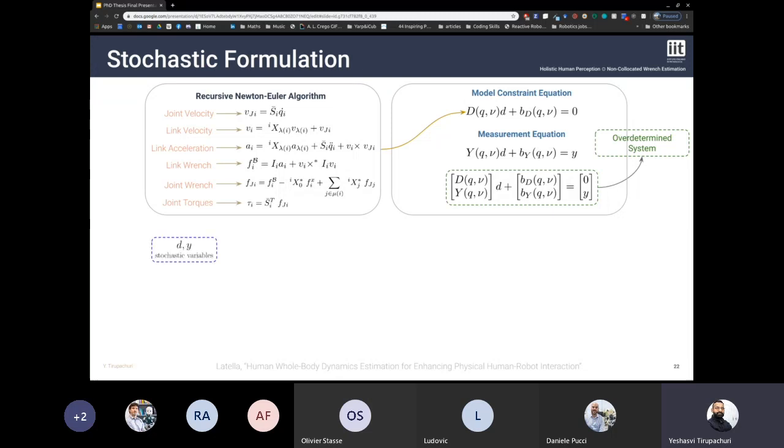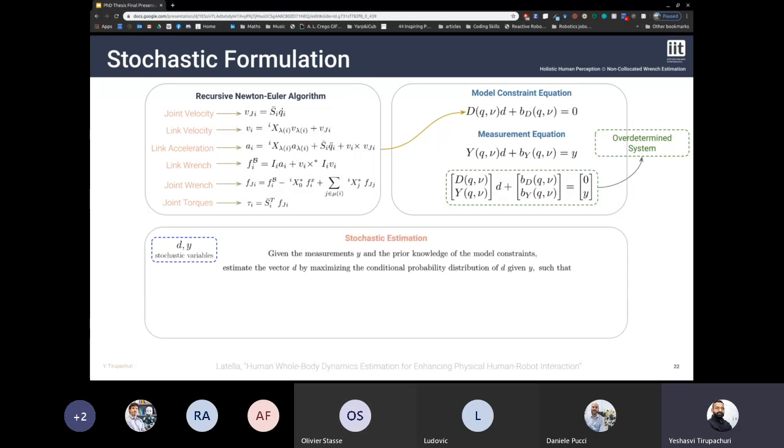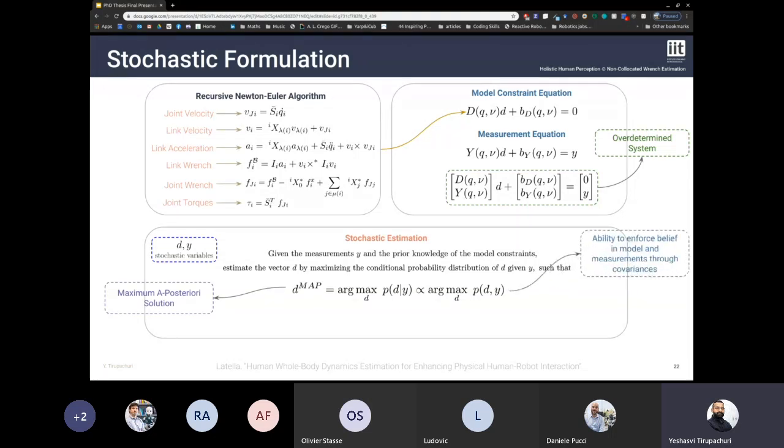Alternatively, the variables d and Y can be cast as stochastic variables with Gaussian distributions, and the estimation problem can be posed as a stochastic estimation problem, where a conditional probability is considered between the variables to estimate, that is d, and the measurement vector Y. Now, a maximum a posteriori estimator is considered to find a solution for the dynamic variables here. One of the advantages of this approach is the ability to enforce the belief in model constraints and the measurement accuracy through a proper choice of covariances.